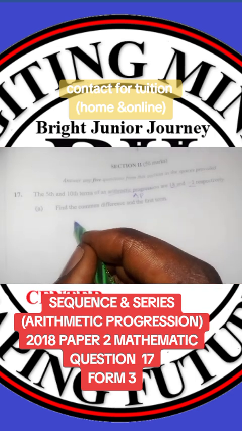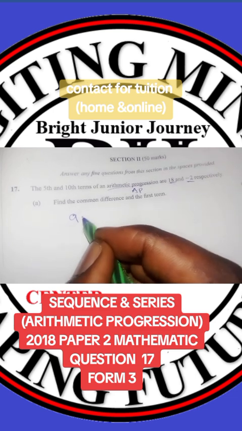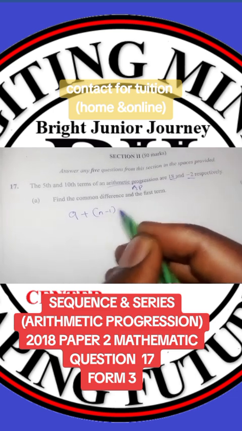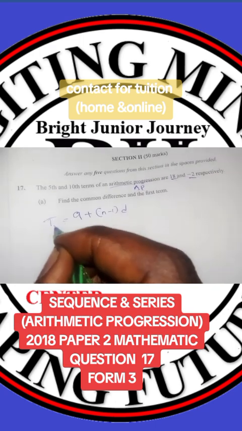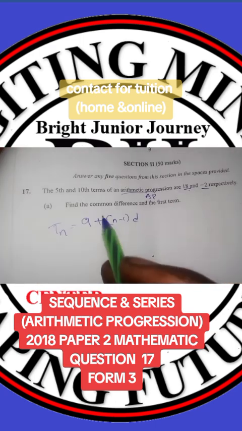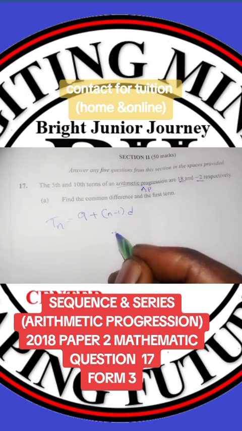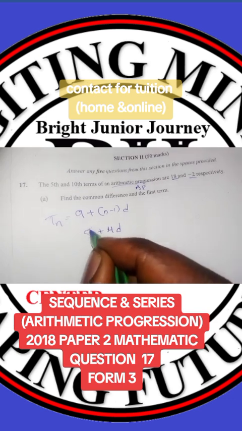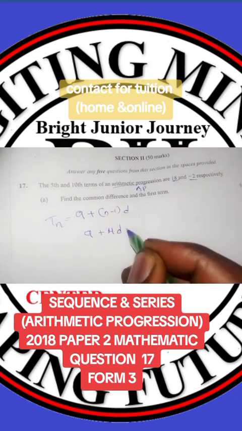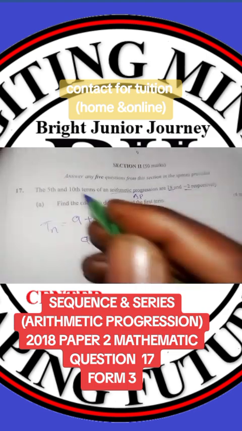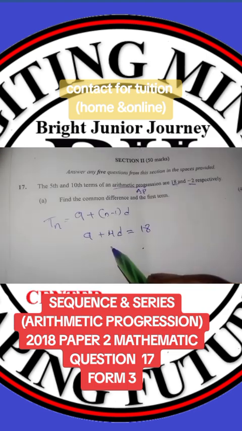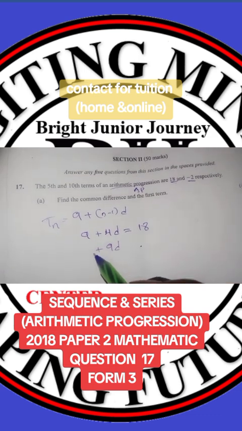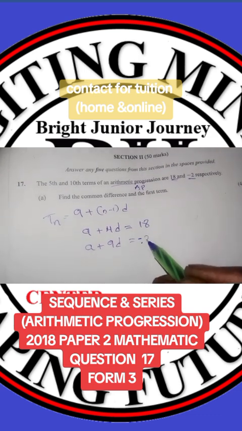To find a term of an AP, it is A plus (n minus 1)D for the nth term. Therefore, for the fifth term, n is 5, so 5 minus 1, which is 4D plus A. This gives us 18. And the 10th term, 10 minus 1, 9D plus A, will give us negative 2.